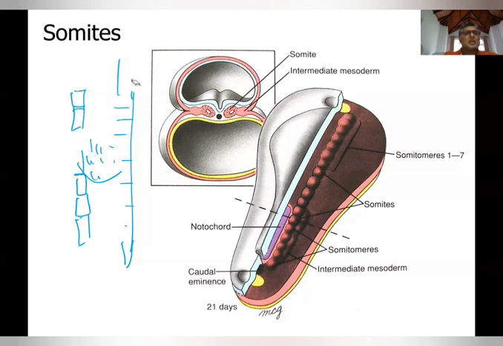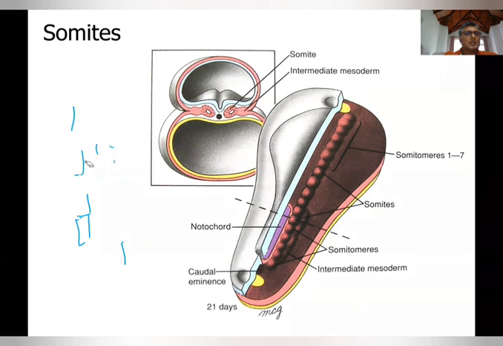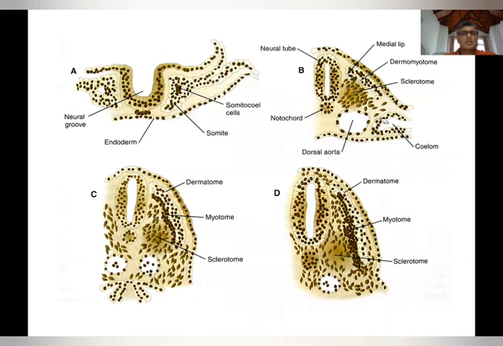During early development of our bodies, the paraxial mesoderm on either side of the neural tube divides into a series of segments called somites. You can see a series of somites here. These somites further divide into 3 parts. This is one somite here. It divides into a dermatome, a myotome, and a sclerotome.